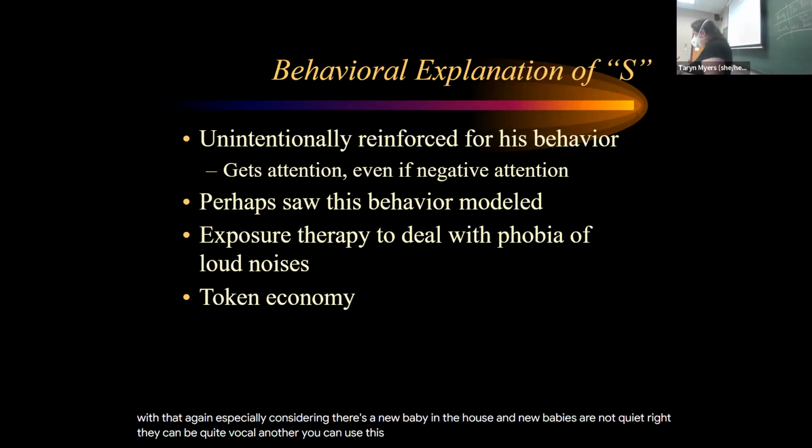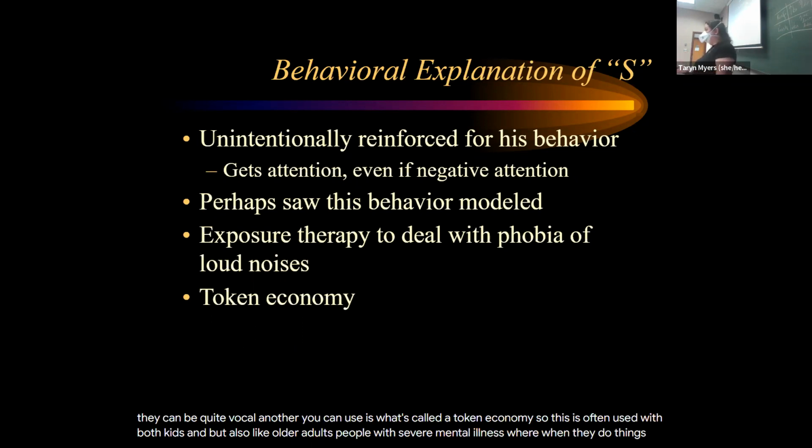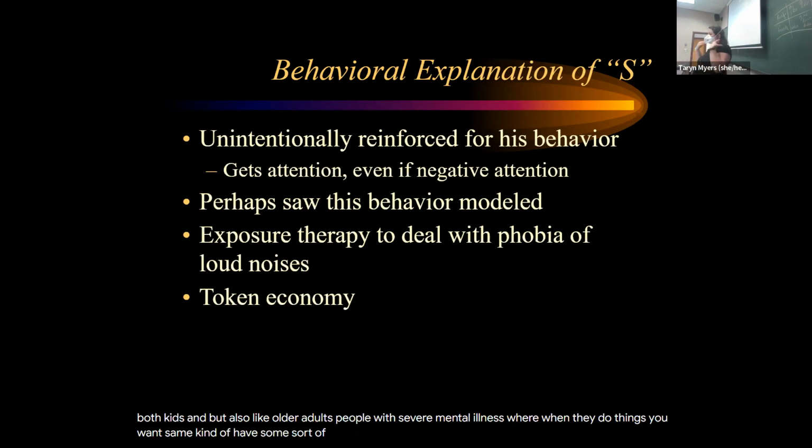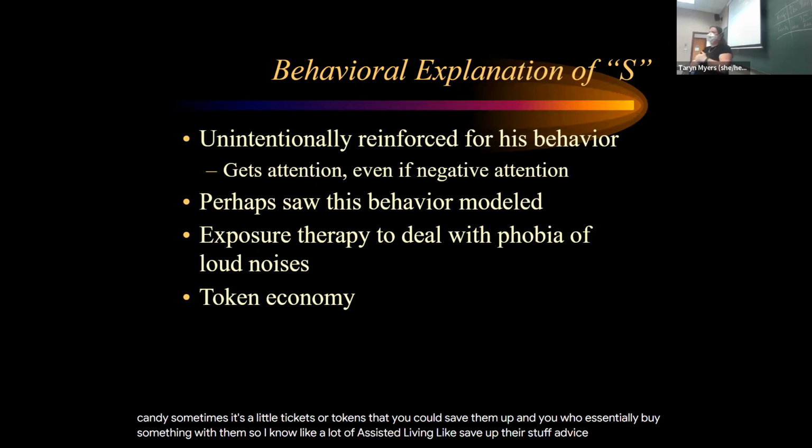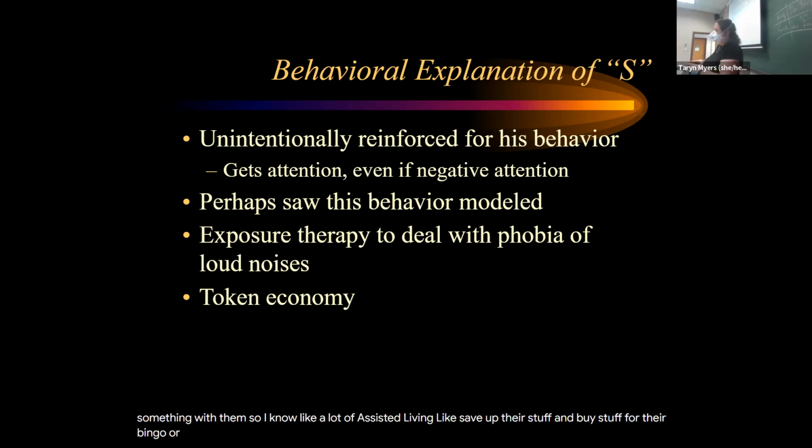Another you can use is what's called a token economy. So this is often used with both kids but also older adults, people with severe mental illness, where when they do things you want, they get some sort of token, sometimes stickers on a chart, or sometimes candy, sometimes little tickets or tokens, and you can save them up and essentially buy something with them. I know a lot of assisted living facilities, for example, will have bingo, and they can save up their stuff and buy stuff with their bingo. Or again, kids, you get a certain number of stars.